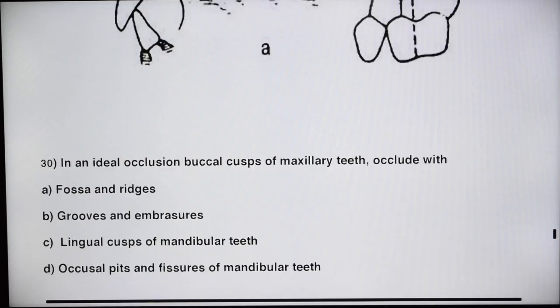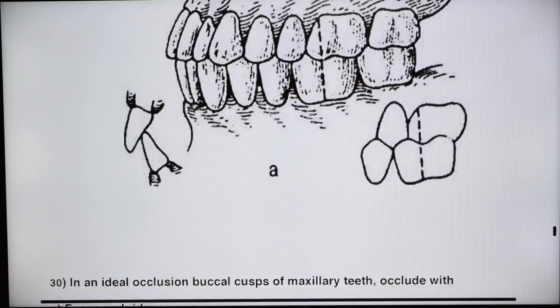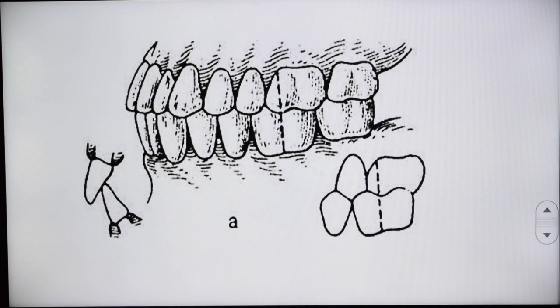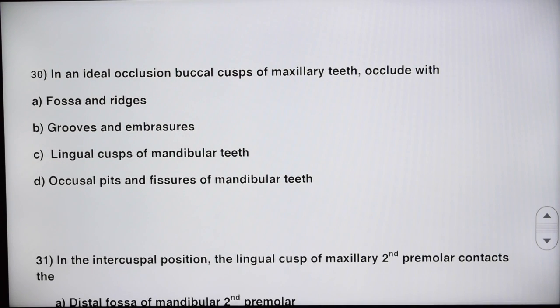And moving to the next question, in an ideal occlusion, buccal cusps of maxillary teeth occlude with. As you can see in this image again, the buccal cusps of maxillary teeth occlude with the lower teeth's embrasures as well as grooves, right? So the appropriate option here is option B. So it's grooves and embrasures.